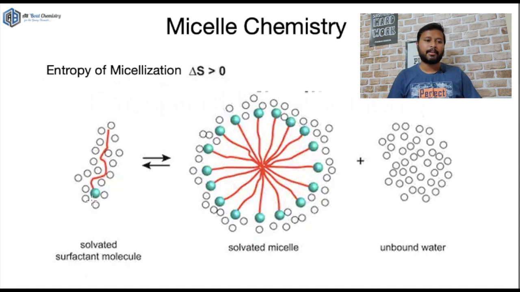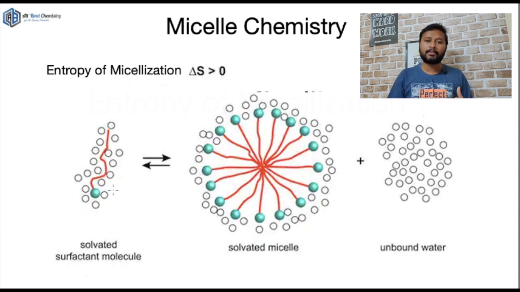You can see over here that you have a solvated surfactant molecule. Solvated means the surfactant molecule is over here, and the solvent molecules will be surrounding it, right? So these white dots are showing you the solvent molecules. The surfactant molecule is this with this hydrophilic green head and the hydrophobic red tail, and these solvent molecules are surrounding it all over. So this is a solvated surfactant molecule.